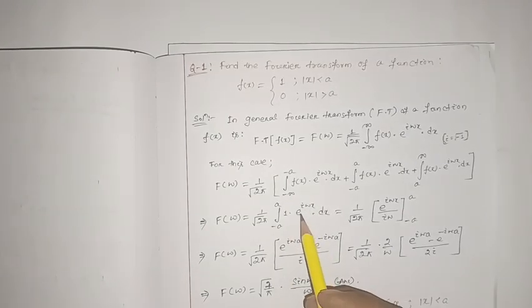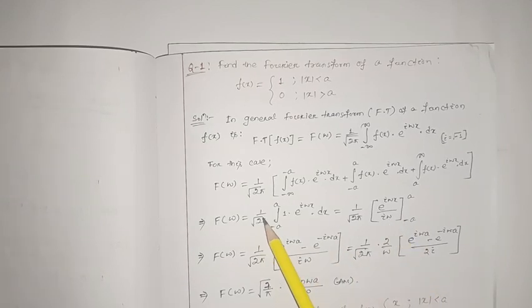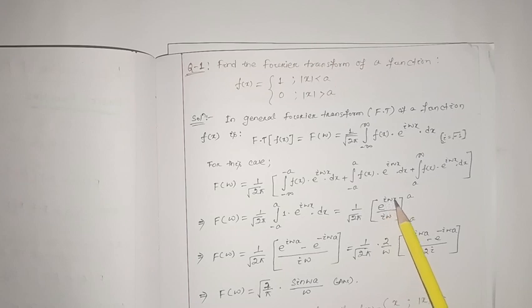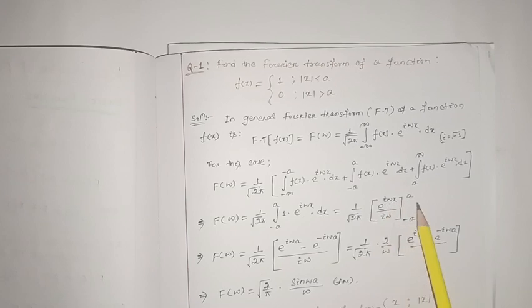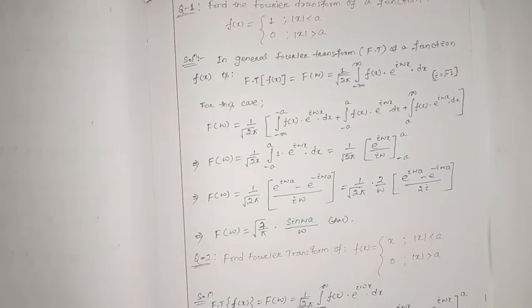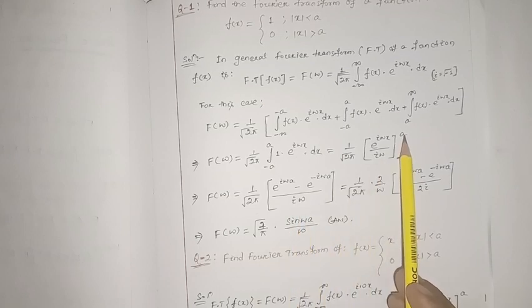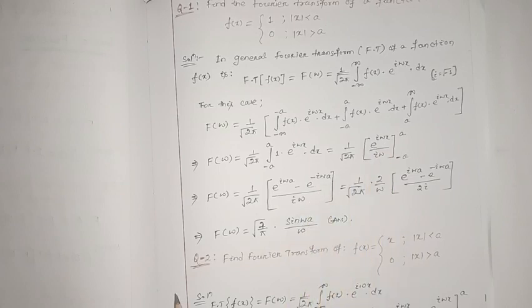Just integrate e to the power i omega x, with 1 by root 2 pi already outside. This will be e to the power i omega x by i omega, with limits minus a to a. Now we substitute the limits: e to the power i omega a minus e to the power minus i omega a, divided by i omega. First I substituted the upper limit a, then the lower limit minus a.